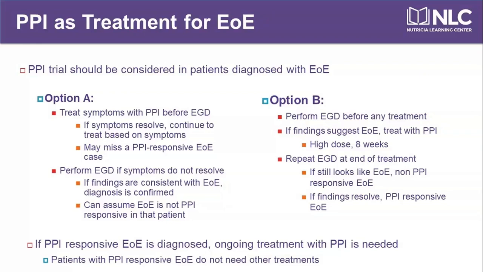If the biopsies or the visual appearance does not improve on the PPI, then you know it's not the PPI responsive form, and then you move on to other treatments as well. If they do respond to a PPI, they don't necessarily need any other treatment, although the EoE may very well respond to other treatments also. So it's up to the family whether they want to just continue treating with the PPI alone or move on to something different.